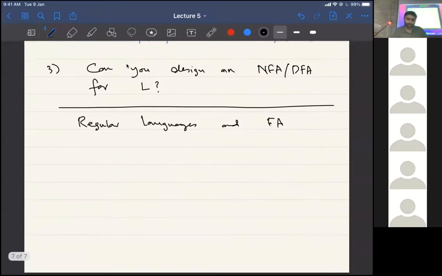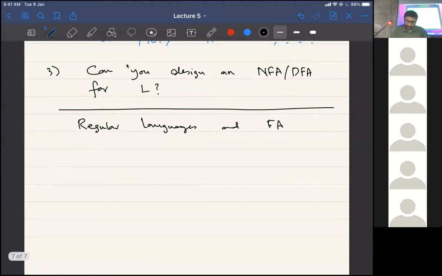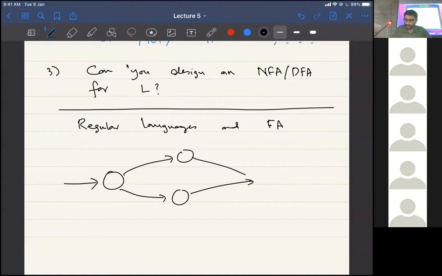So let me give you an example. Suppose there is a DFA, and I'm not going to go into detail of what this DFA is. Just imagine there's a DFA in which there's one state here, one state here, one state here, one state here, and one state here, right? So suppose these states are A, B, C, and D. When the machine is in state D, does it know if it came from state B or state C?